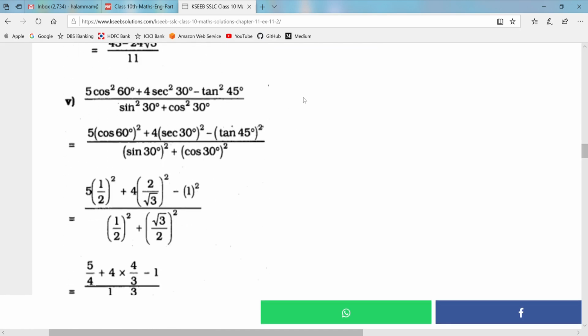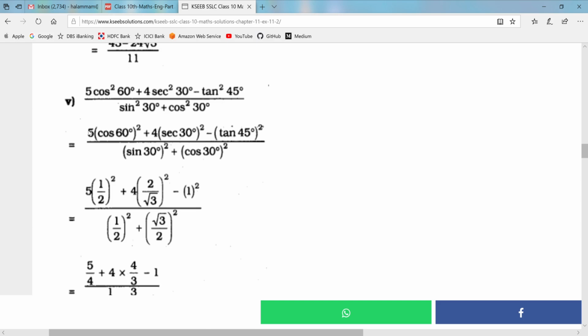Okay, try the third and fourth ones. Just put the values of those angles and simplify. Okay, see here: (5 cos² 60 degree plus 4 sec² 30 degree minus tan² 45 degree) whole divided by sin² 30 degree plus cos² 30 degree.